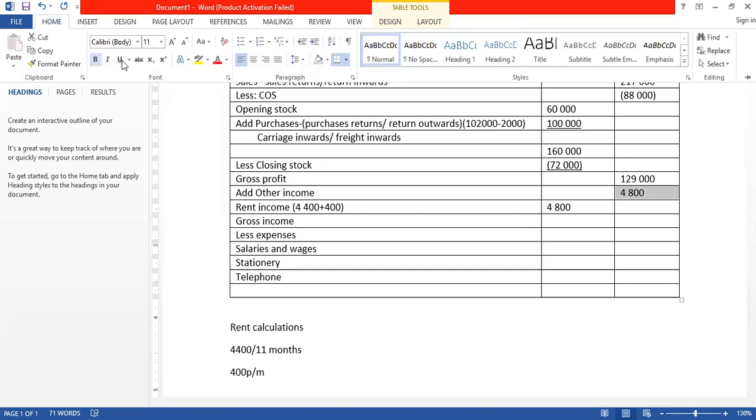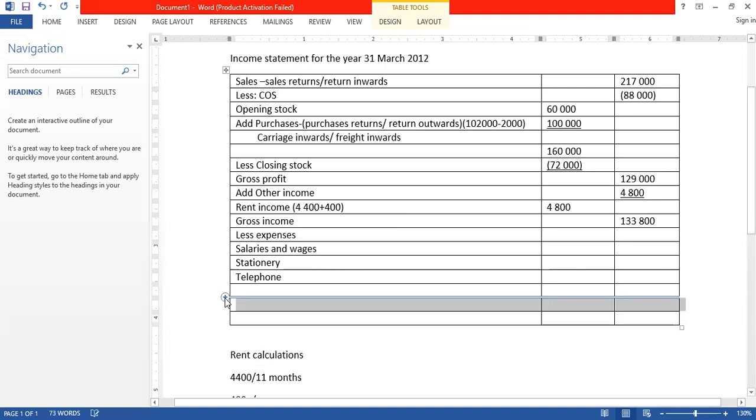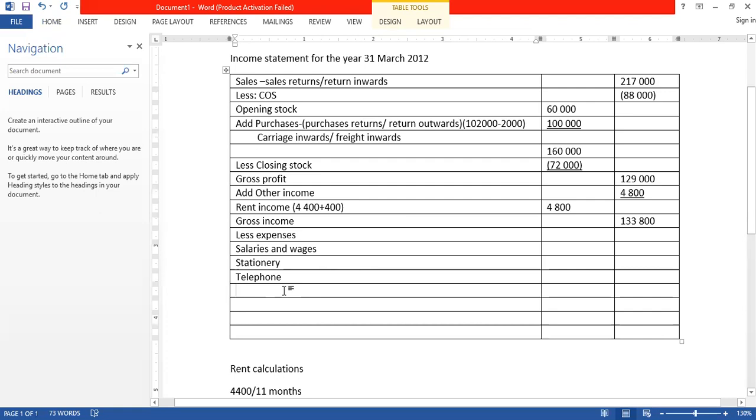So how much is our gross income? 133,800. 133,800. Okay, I think so. Yes. Phoebe, is it correct? Yeah, I think it's correct. It is correct. Okay.